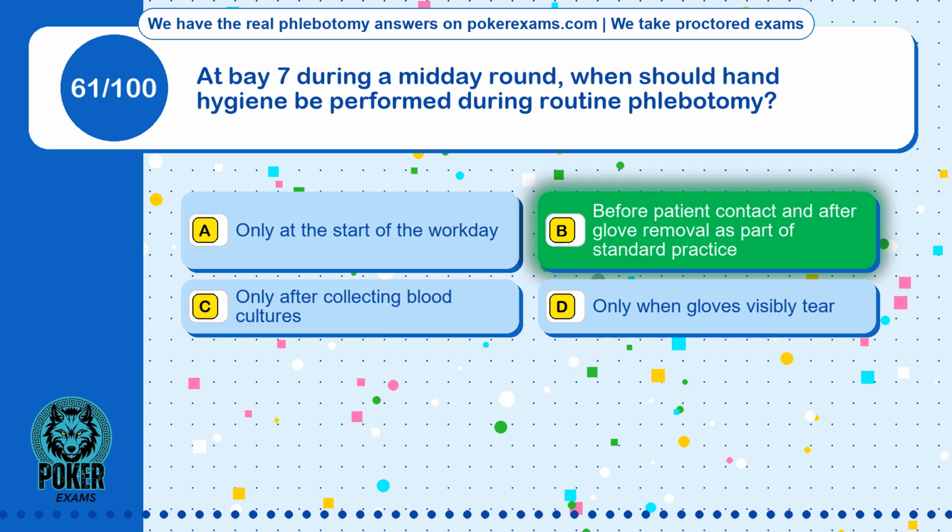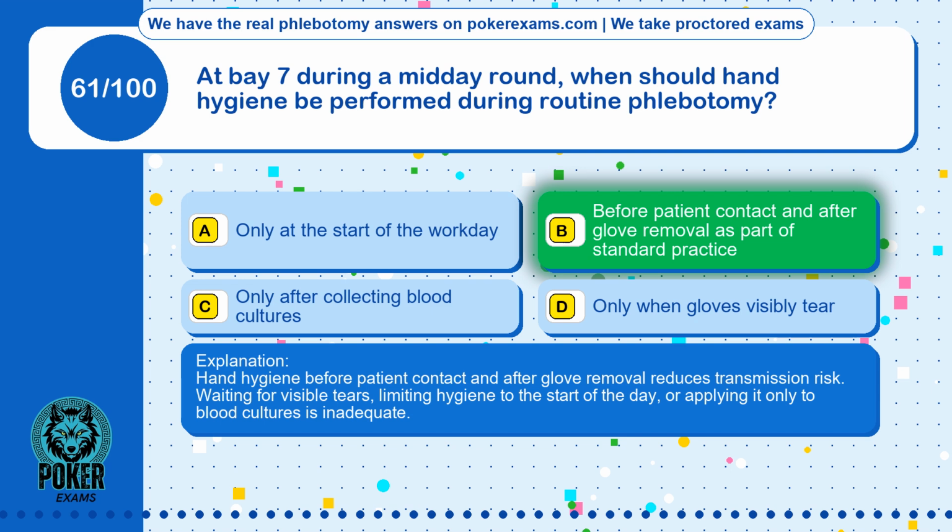The correct answer is option B. Before patient contact and after glove removal as part of standard practice. Hand hygiene before patient contact and after glove removal reduces transmission risk. Waiting for visible tears, limiting hygiene to the start of the day, or applying it only to blood cultures is inadequate.